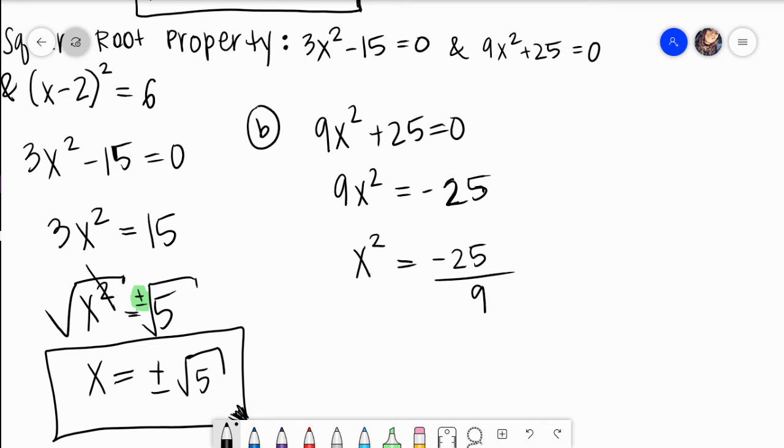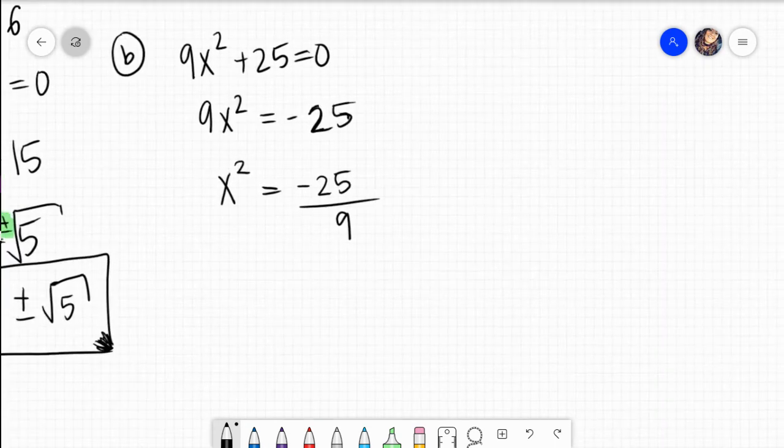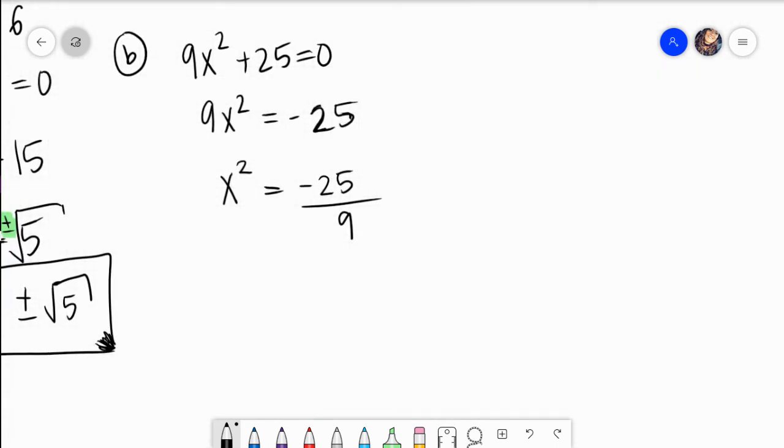Those cannot be reduced. They have no common factors. Now I notice that my x is being squared and I need to just solve for x. So what you do is take the inverse of it being squared, which is taking the square root. And what you do to one side, you have to do to the other, being sure to add your plus or minus.